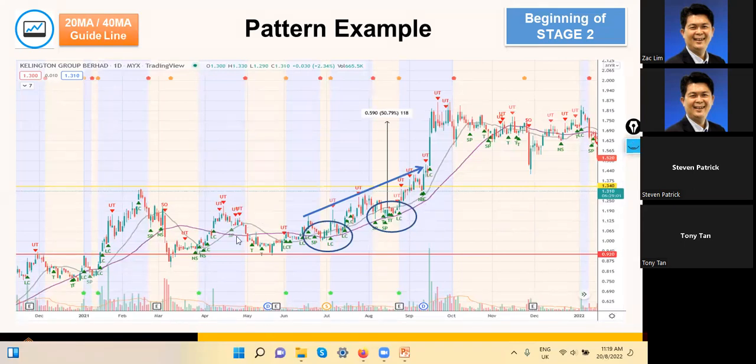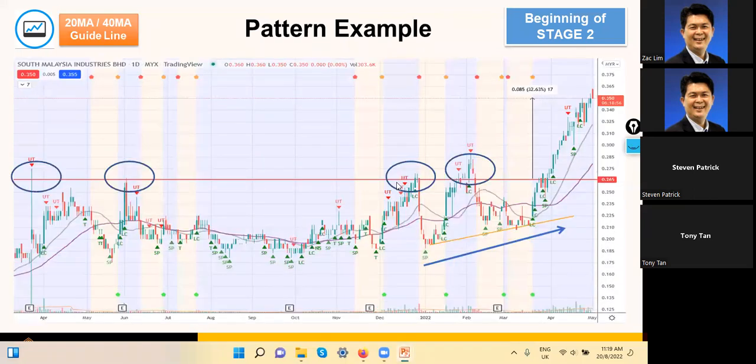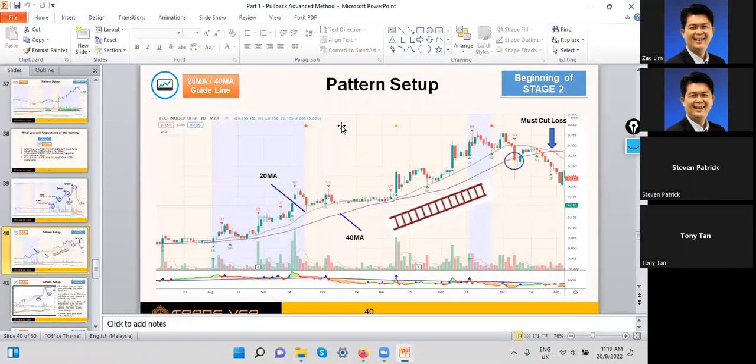Can you take profit? Or how to read the current JK? Oh, okay, I will go through the two stocks. Before that, actually it is almost 11:30. So this is the first part of the pullback.